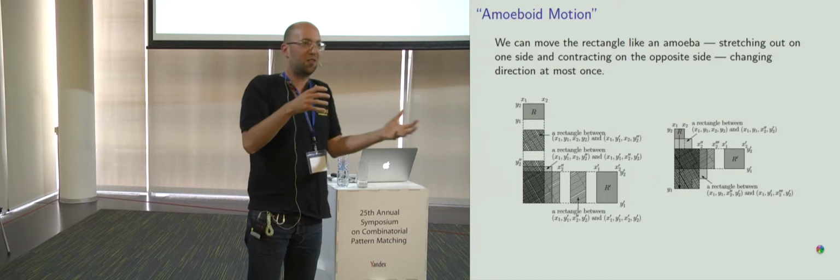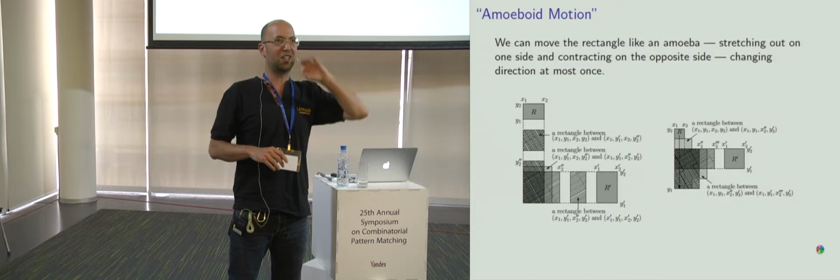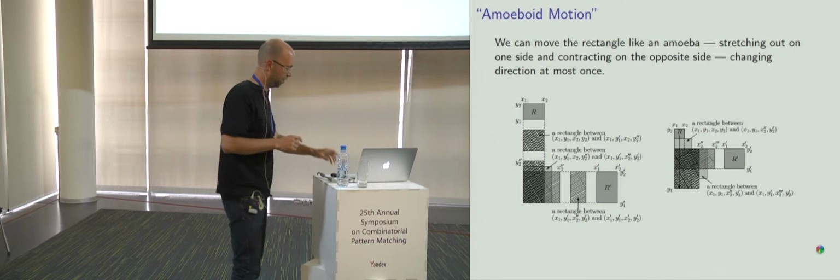Anyway, I think my co-authors showed that it works for all shapes such that the entire interior is visible from one point. So it's this visibility kernel or whatever. Okay, but amoeboid motion. So just go back to rectangles.